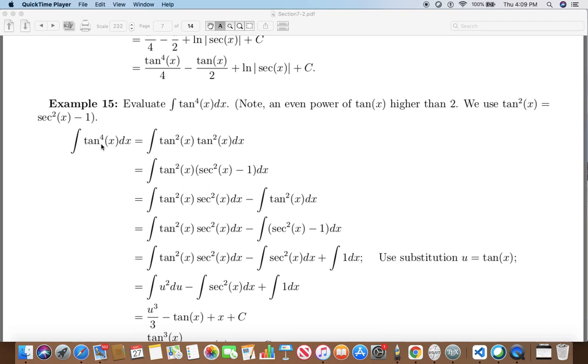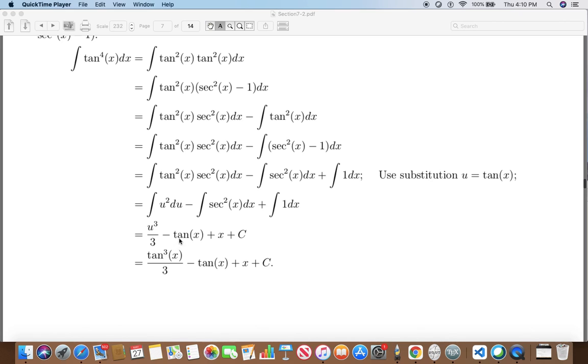Looks like the game is same. I'm separating the 4 powers as power 2 and power 2. Tan squared is secant squared minus 1. So that gets me secant squared minus integral tan squared. Tan squared again is secant squared minus 1. So that's minus integral secant squared plus integral of 1. So this is going to be u, substitution u equals tan. That gets me u squared, that's a du. What is integral of secant squared? That's a formula, tan. So you are set, u cubed over 3 minus tan x.